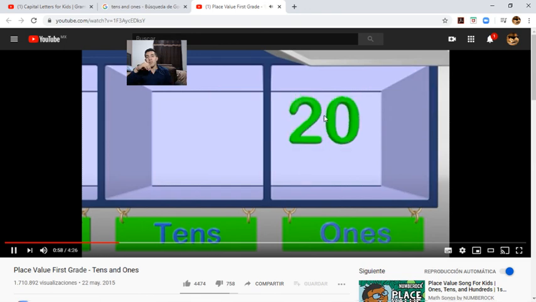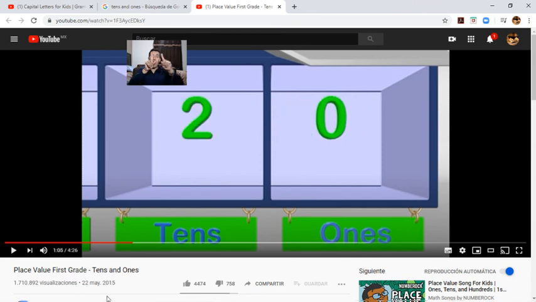Uh-oh, we cannot put both numbers in the ones room. We have to split them into each place. Do you have 2 digits in only one box? No. You separate the numbers: the number 2 in one box and the number 0 in the other box. This is still the number 20. We just have the 2 in the tens place and the 0 in the ones place.